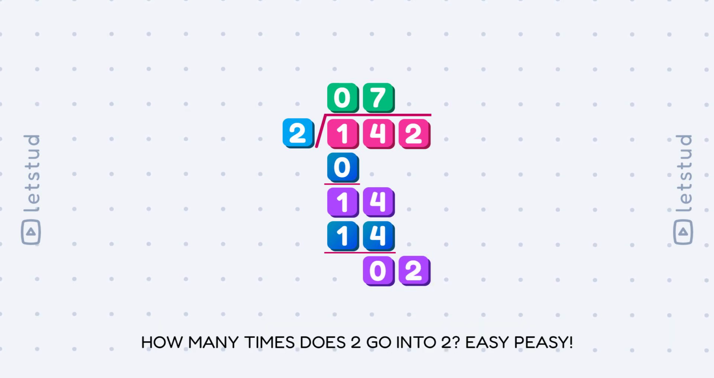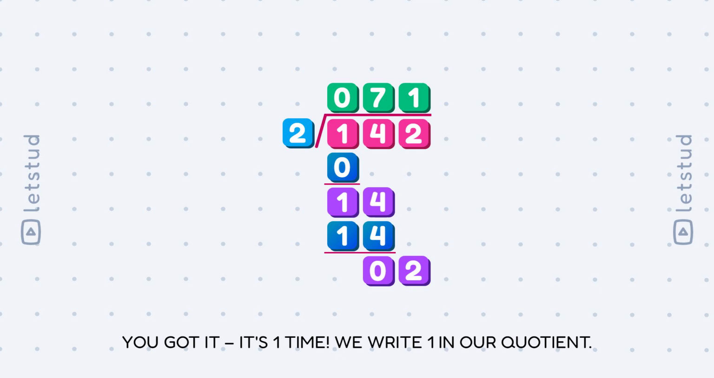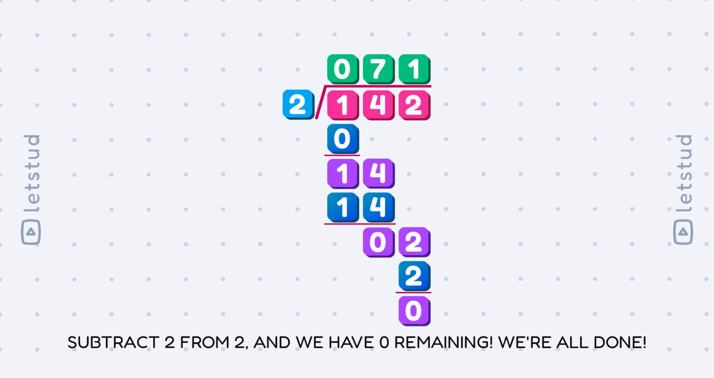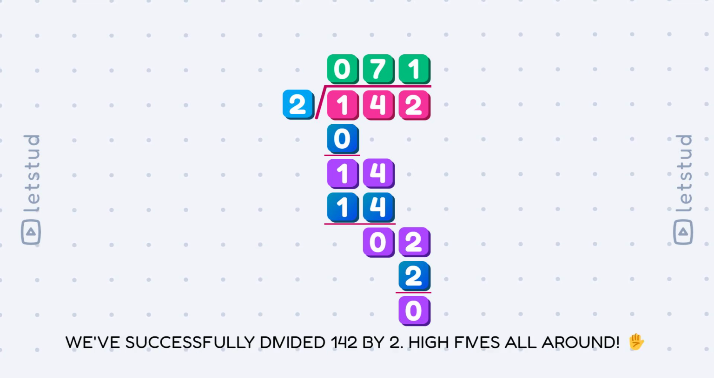How many times does 2 go into 2? Easy peasy. You got it, it's 1 time. We write 1 in our quotient. Multiply 1 by 2, which is 2. Write 2 below the 2. Subtract 2 from 2, and we have 0 remaining. We're all done. We've successfully divided 142 by 2.